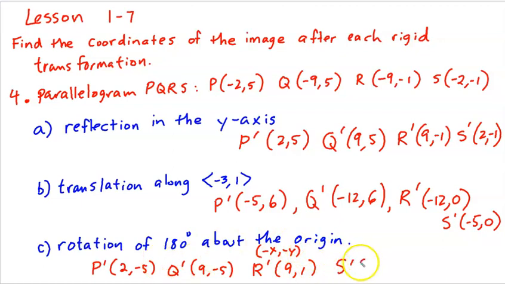And S prime will be +2, +1. So each of the signs should have changed to their opposite. Just double checking to make sure. So it looks like we're good. And so that's the final answer for all three parts of problem number 4.